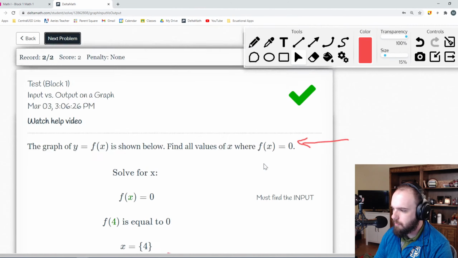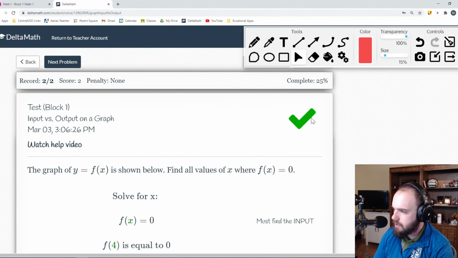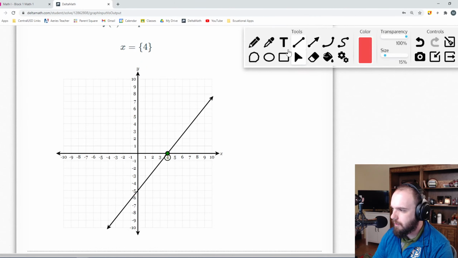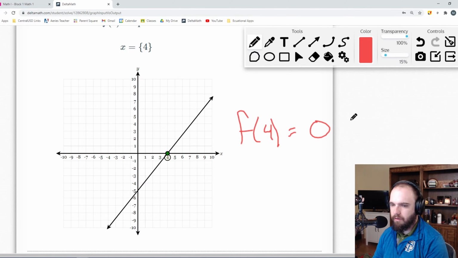So let's go ahead and I'm going to submit it, and clear this. This is basically what this is saying. If I plug into my function, f of 4 is going to give me 0. That's basically what it's asking.